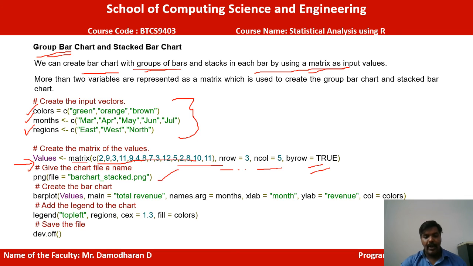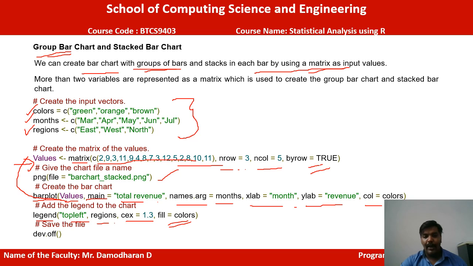Once it is loaded, now we have to show the bar values. These values are loaded here. After the main name, it is total revenue. Then names.arg is month. xlab is month, ylab is revenue, col is colors. So the colors will be created automatically. The colors will be divided, with the legend at the top left region. The colors are 1 to 3, fill colors.